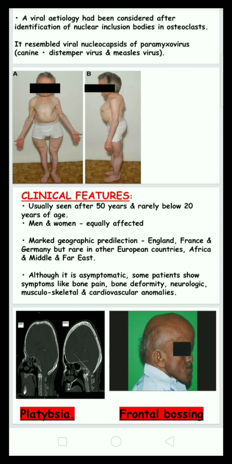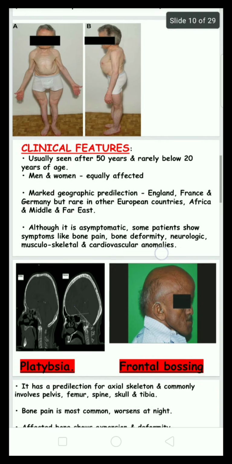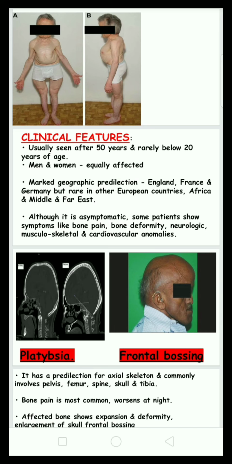Although it is often asymptomatic, some patients show symptoms like bone pain, bone deformity, and neurological, musculoskeletal and cardiovascular anomalies. Why are there cardiovascular anomalies? The increase in osteoclastic activity leads to an increase in blood calcium level, and the neurological and musculoskeletal problems arise from the same cause.